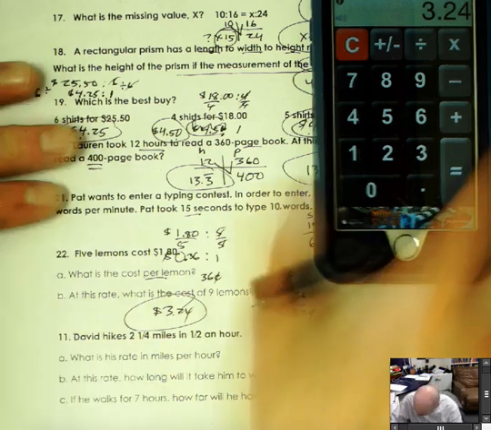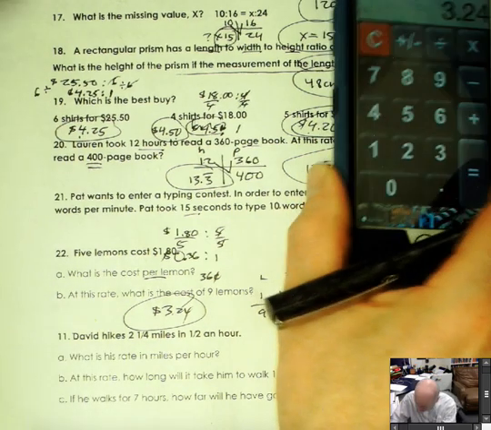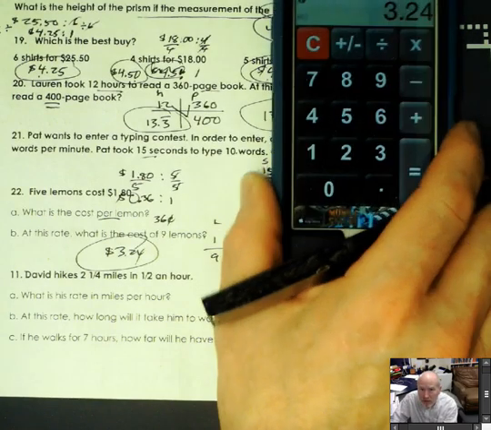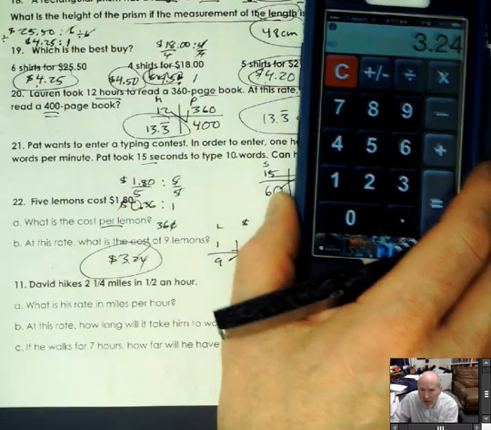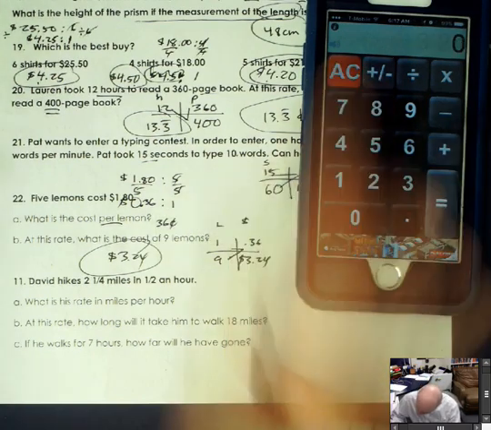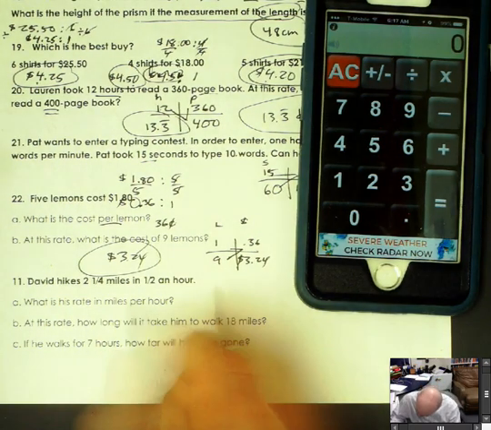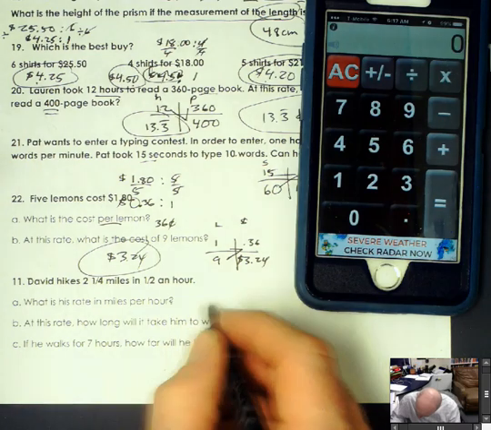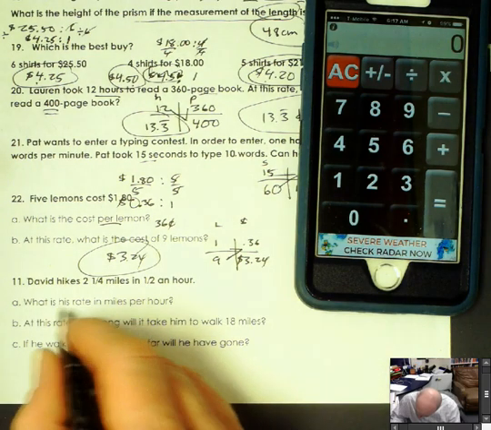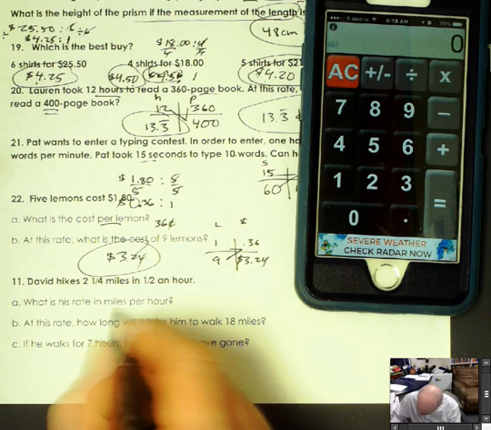All right, last one here. David hikes. This one's kind of tricky. I like this one. All right, clear this out. Okay, so David hikes 2¼ miles in a half an hour. What is his rate in miles per hour? So we want a unit rate basically.